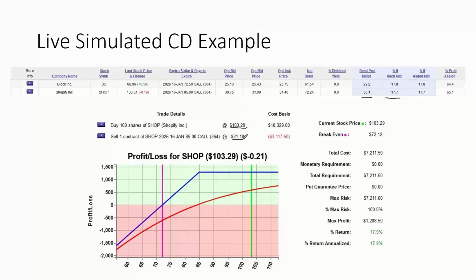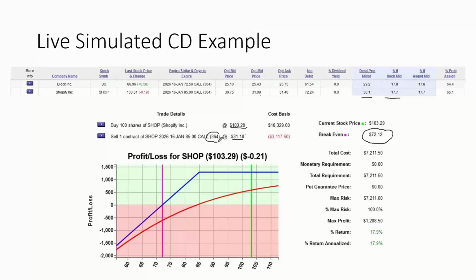We're going to get about 31.18 here for the call. It fluctuated from when I ran the search to when I linked to the profit and loss chart. My apologies. But let's say we get 31.18 here at 103.29 for the stock. That takes your cost basis down to 72.12. That's that 30.1% downside protection.